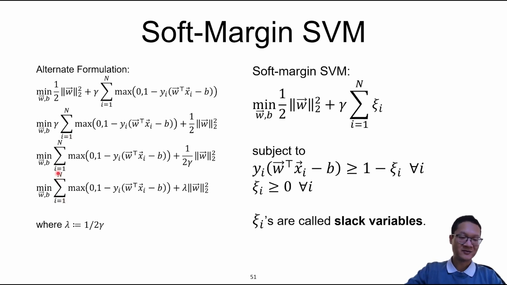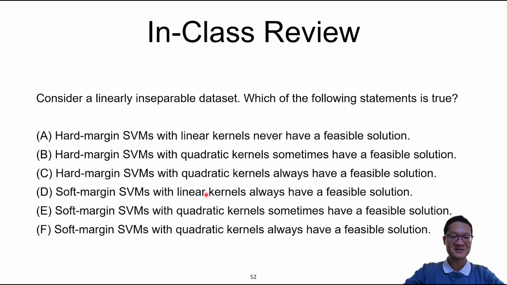And now the problem looks like some kind of loss function, which is summed over all the data points. We have seen this before for the square loss. And then plus something that looks very much like a regularization term. So this is where we're going to continue our discussion. Before that, let's quickly do an in-class review.